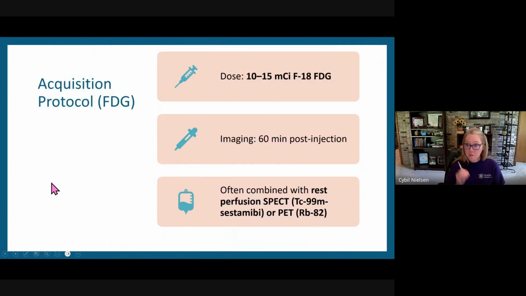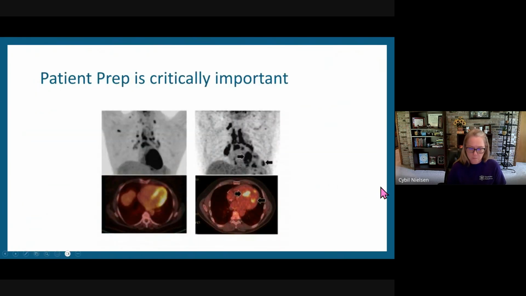The prep is the most important thing. 10 to 15 millicuries FDG, image at 60 minutes, combine it with a SPECT or PET. So the prep is important. We have two different patterns here: diffuse and focal. If it's diffuse, throughout the entire heart, and you can see the whole heart here, that means they failed their prep. That's non-diagnostic. But if it's focal uptake, that means they did not fail the prep, and what you're seeing is sarcoid.